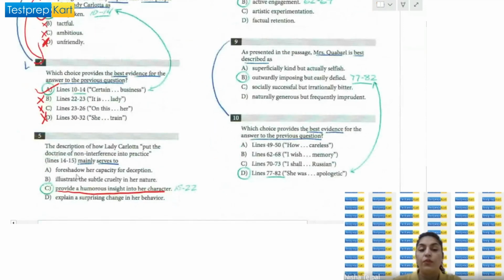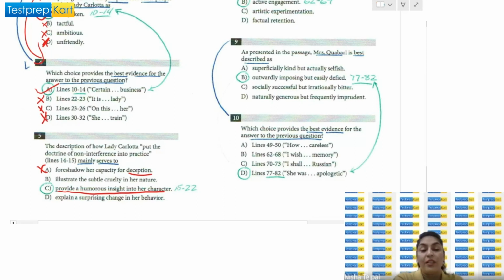Okay, foreshadow her capacity for deception. Nowhere has the author said that she takes part in other people's affairs or matters just to deceive somebody, so we cannot say that from our side either. So this is out.